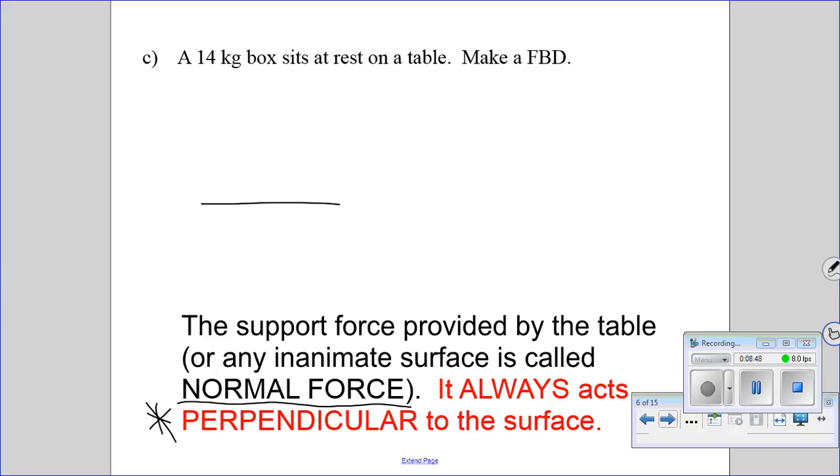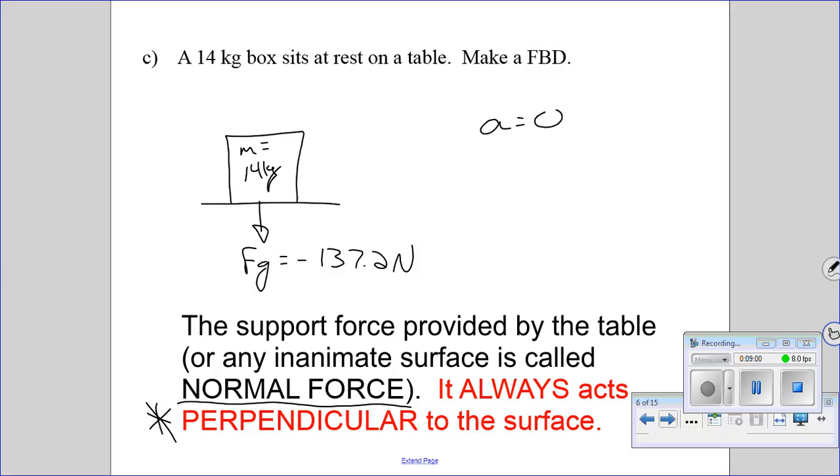All right, so anyway, here's our drawing. Here's your box. The mass is 14 kilograms. Gravity's going to pull it down with negative, what was it, 137.2? Again, it's at rest. Therefore, my acceleration is 0. My net force is 0. So I've got to have a normal force of 137.2, right? All right. Is everybody good with the normal force problem?